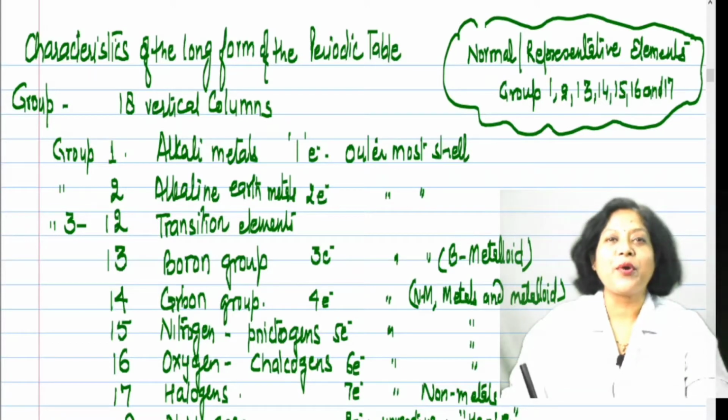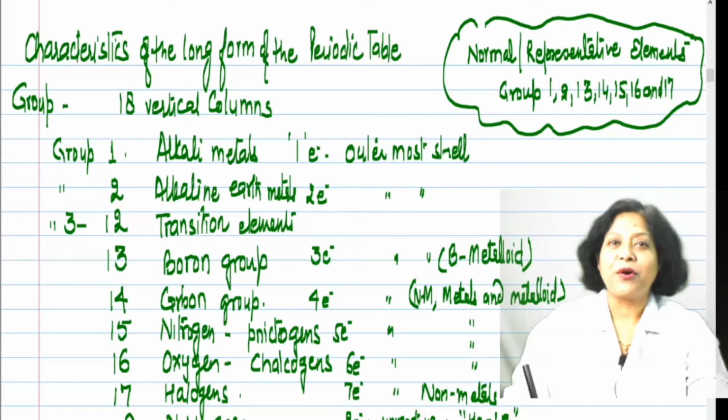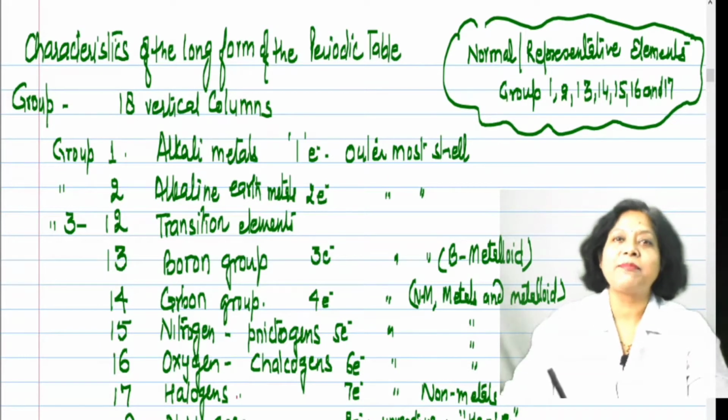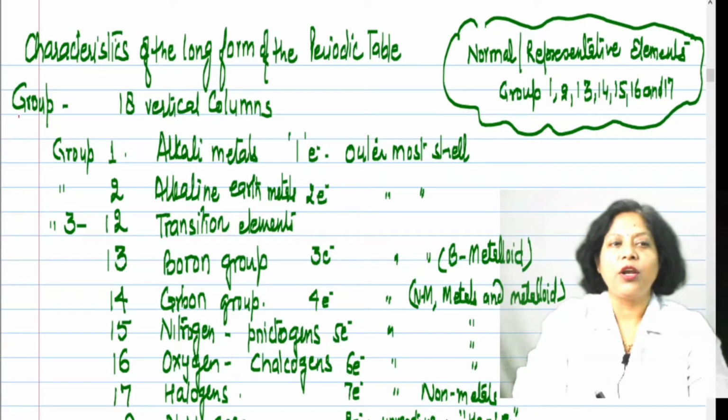Hello students, we are going to take up the characteristics of the long form of the periodic table. That means in detail we are going to study the names of the groups, the number of the groups and the periods. So let's begin with the vertical columns or groups. So there are how many vertical columns? Yes, you are right. There are 18 vertical columns.